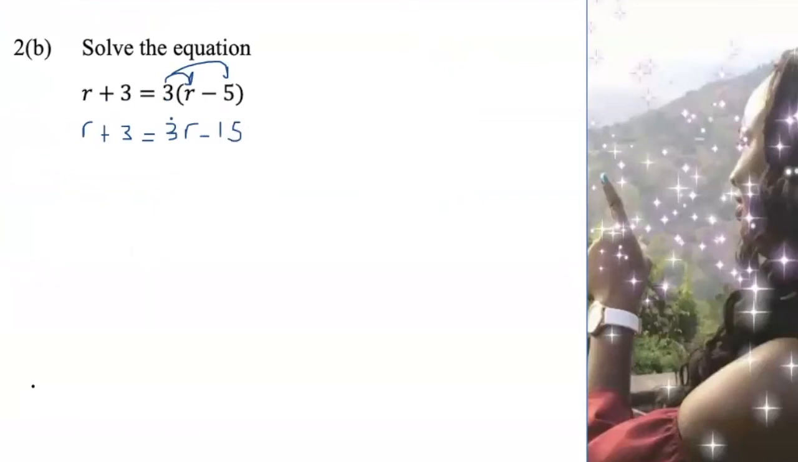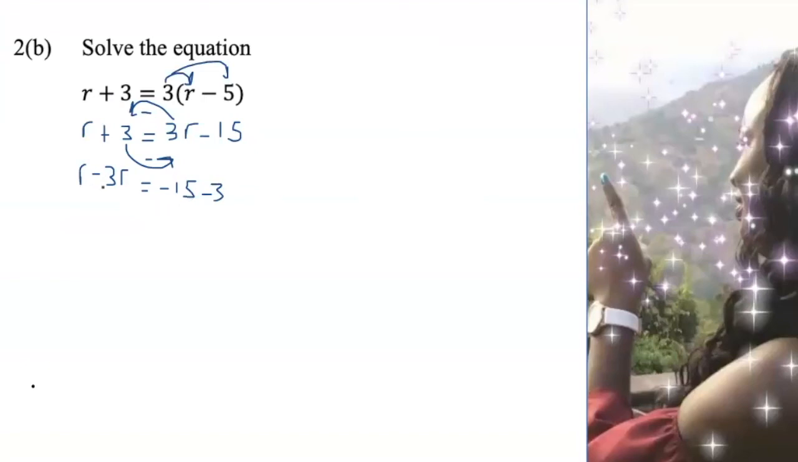So what I will be doing, I'll be carrying the 3r over the equal sign and the positive 3 over the equal sign. So once I carry the positive 3r over the equal sign, the sign changes to a negative. So I will have r minus 3r. And once I carry the positive 3 over the equal sign, the sign changes. So I have minus 15 minus 3. So this becomes negative when you carry it over the equal sign, and the same happens here.